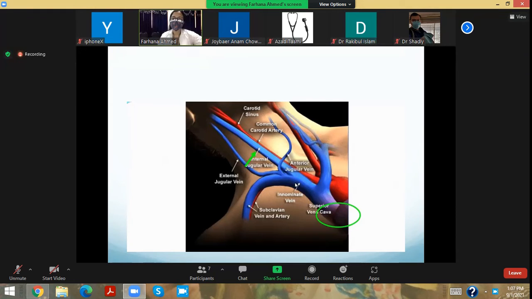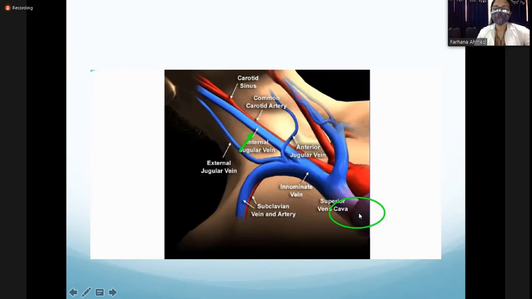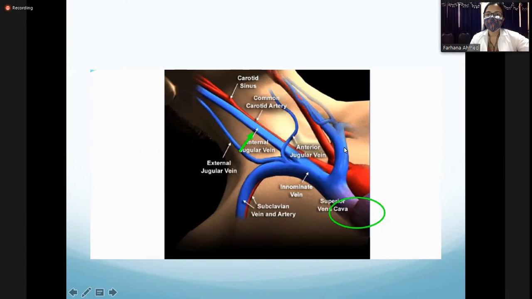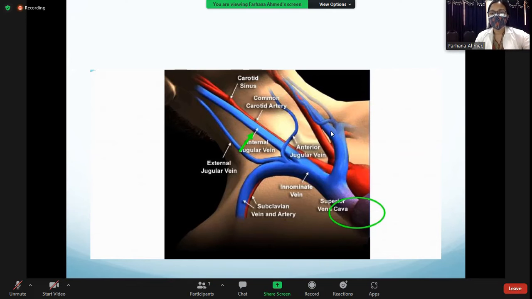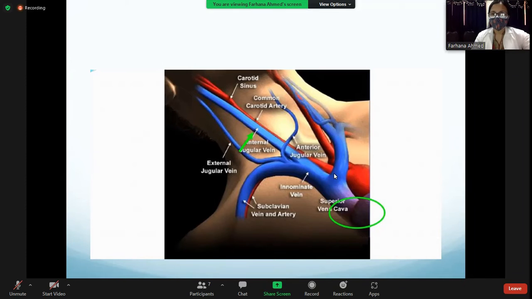Right innominate vein, and then to the superior vena cava, and the superior vena cava ultimately to the right atrium. Whereas the left internal jugular vein needs to cross so many structures in the heart. One of the important structures among them is the arch of aorta, and it needs to cross through the different fascia and ligament to drain into the superior vena cava and right atrium.